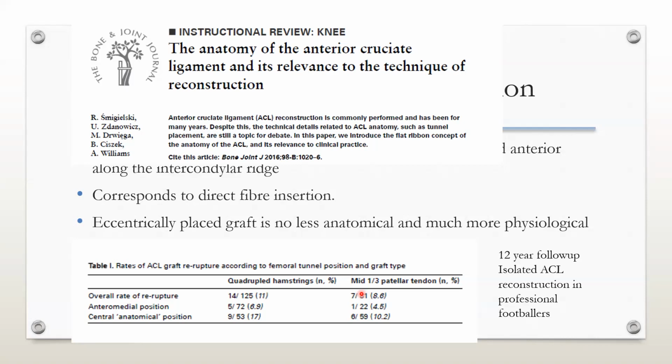The size will be slightly larger, but the tunnel will not cross the resistance ridge. The majority of that rectangular slot will remain posterior to the resistance ridge. His claim is that you do not come in front, so it's always anatomical and more of a ribbon concept type of reconstruction.